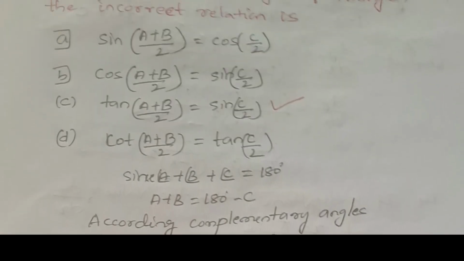So if sine comes, cos comes. If cos comes, sine will come. If tan comes, cot should come. If cot comes, tan should come. But in this option, tan is given, so we should get a cot, but here we have got sine. So this option is incorrect. Okay.